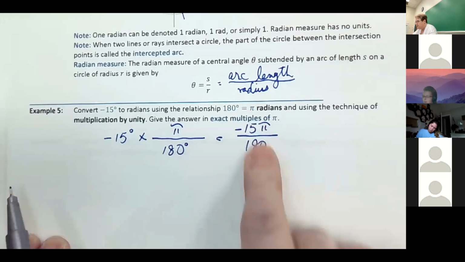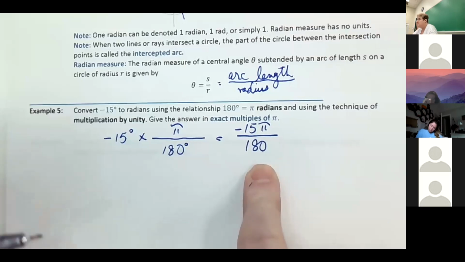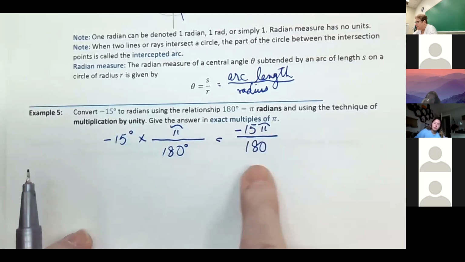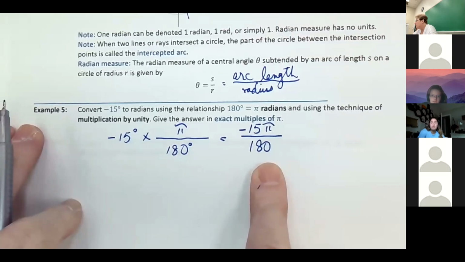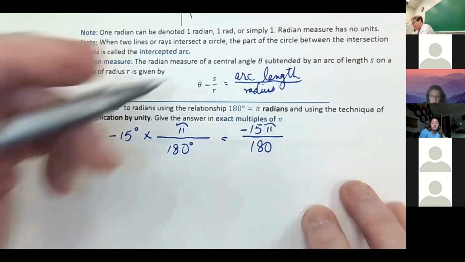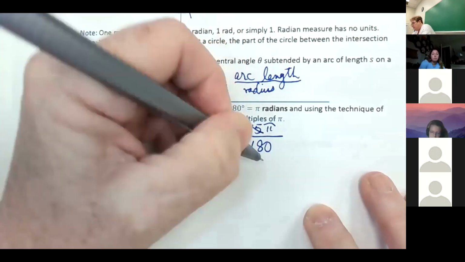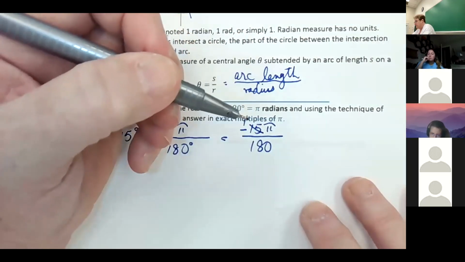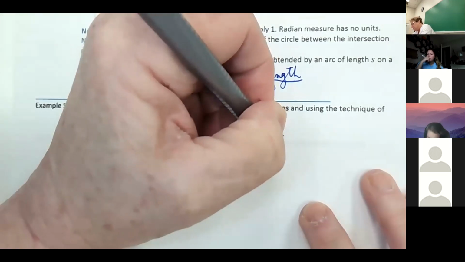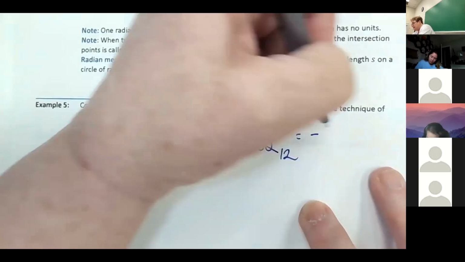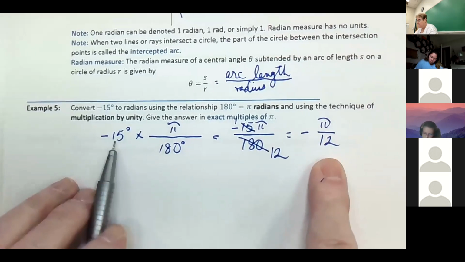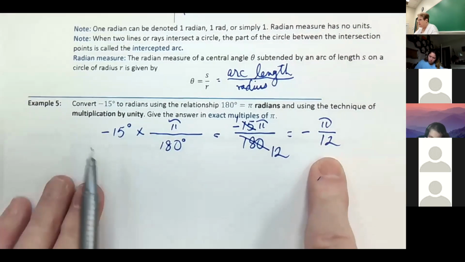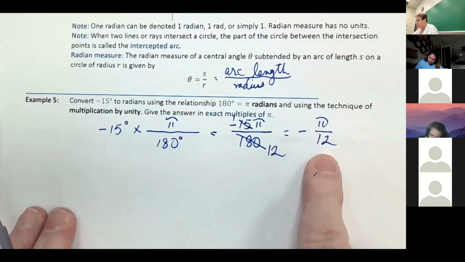Now we want to reduce this fraction. So what is common between 15 and 180? Does 15 go into both? 15 goes into 180, 12 times. So we get exactly pi over 12. So negative 15 degrees is exactly the same as negative pi over 12.